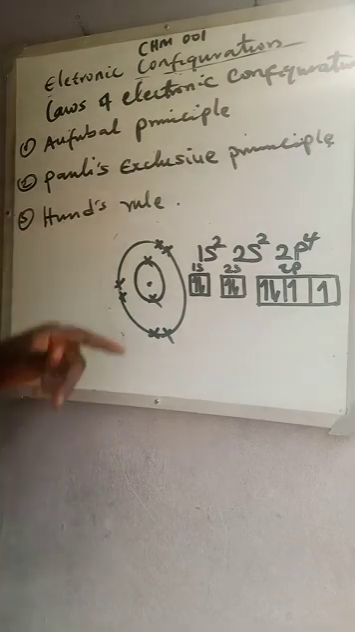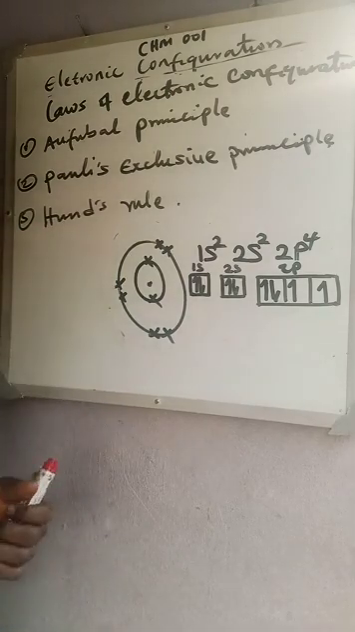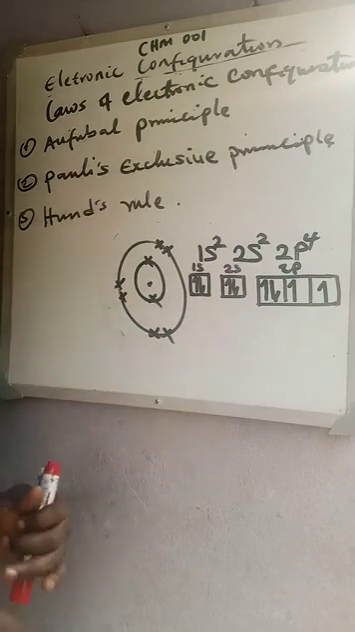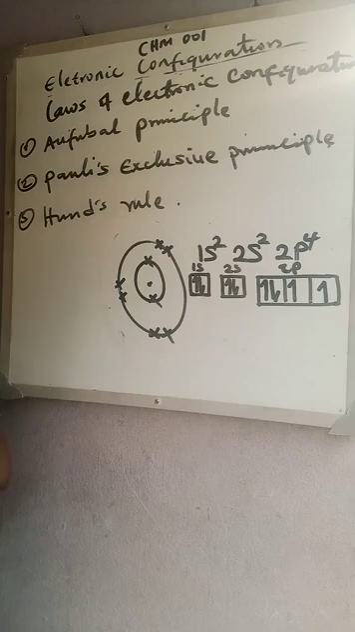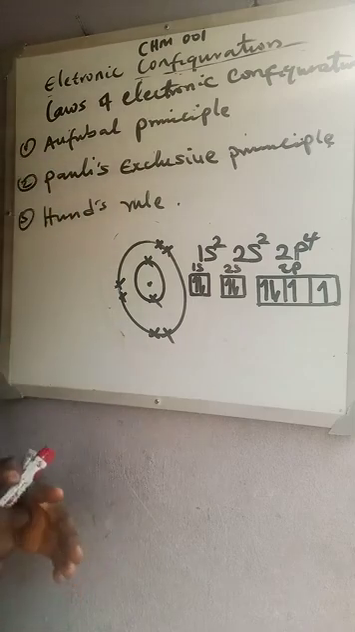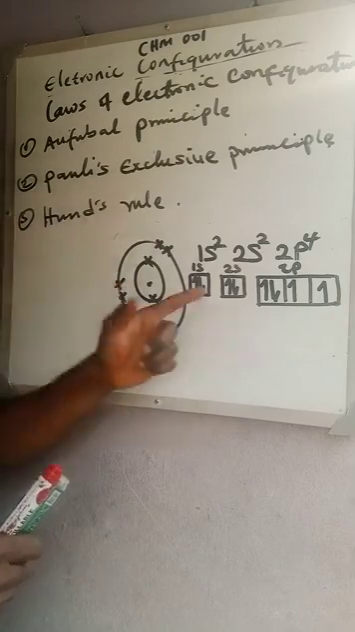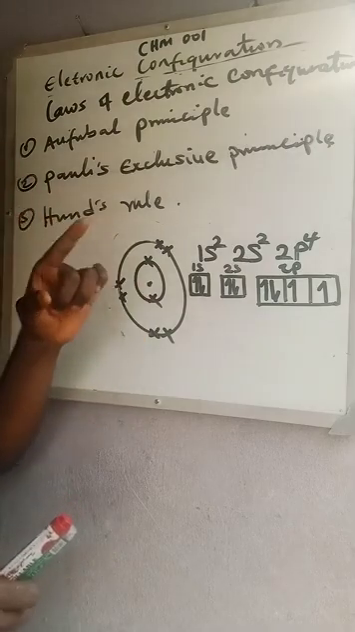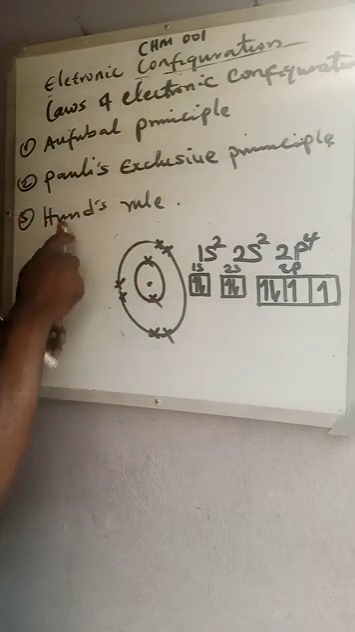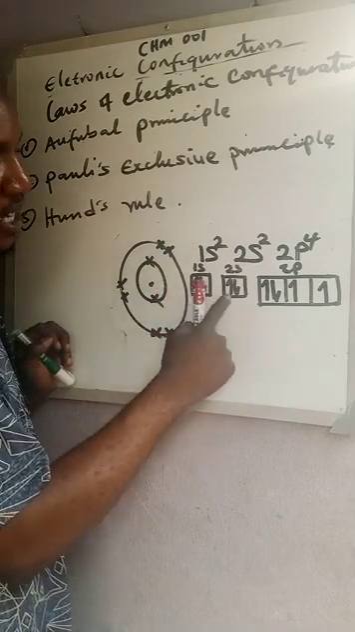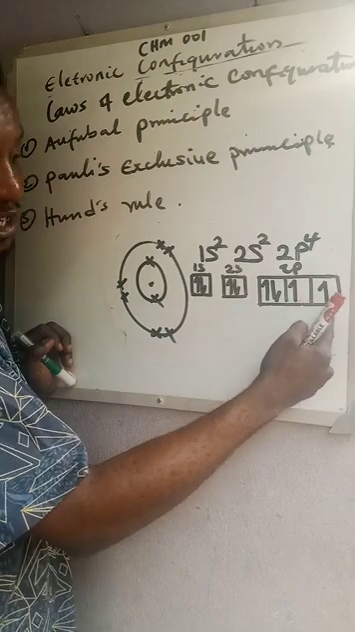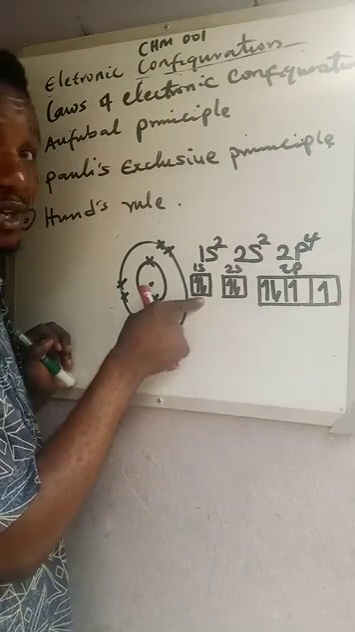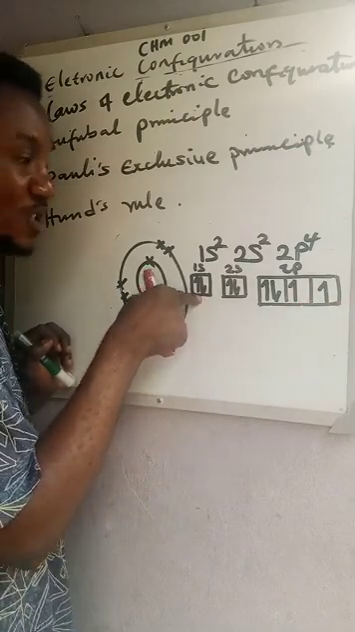So this one is Hund's rule. Hund's rule states that the maximum number of electrons an atomic orbital will contain is 2, which must be arranged in opposite spin. Watch. This is what it's saying. This is atomic orbital, atomic orbital, atomic orbital, atomic orbital, atomic orbital, right? This one cannot take more than 2 electrons. The maximum it can take is 2.